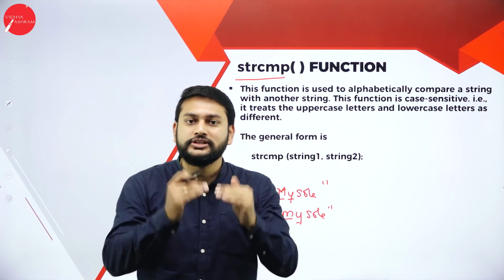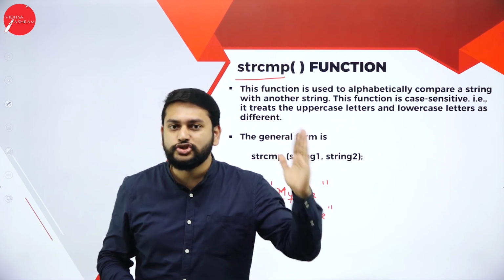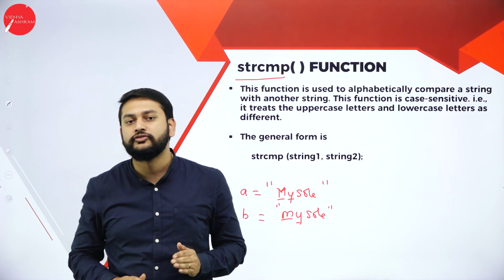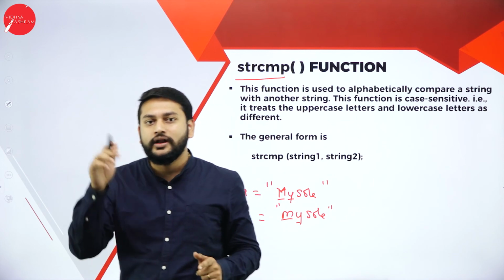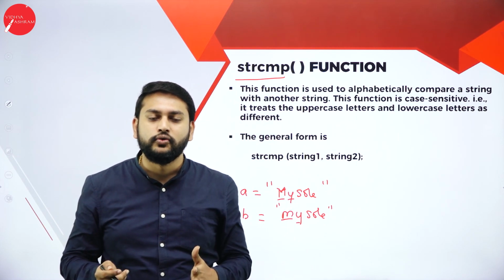When the ASCII value of both the strings matches, then the strings are equal. Suppose if the S1 is greater than S2, then it will give you a positive value that is greater than 0. Suppose if S1 is less than S2, then it will give you a negative value.